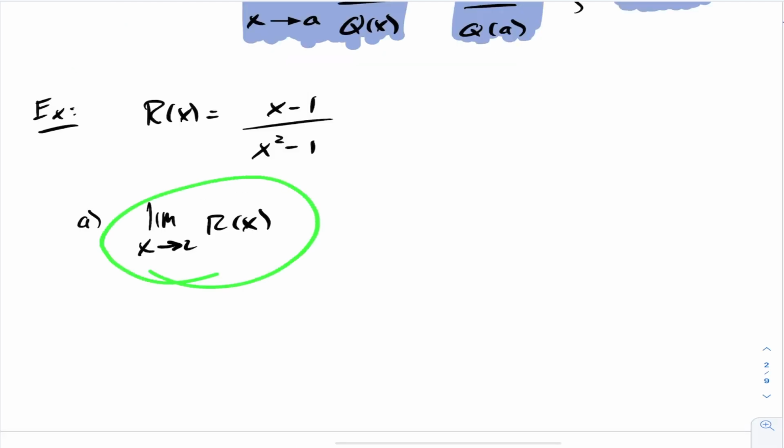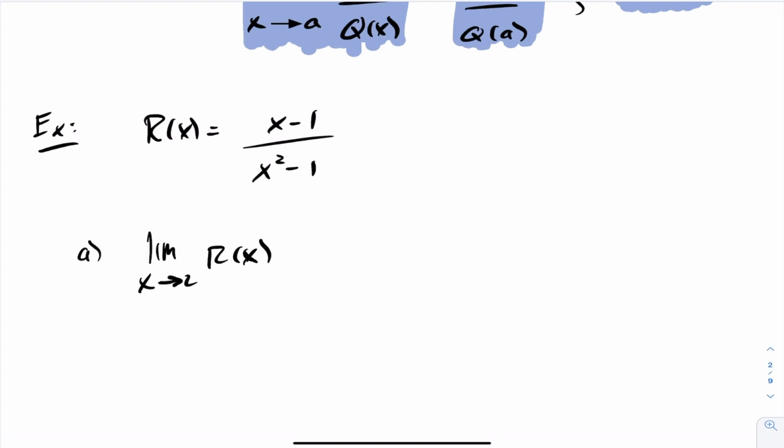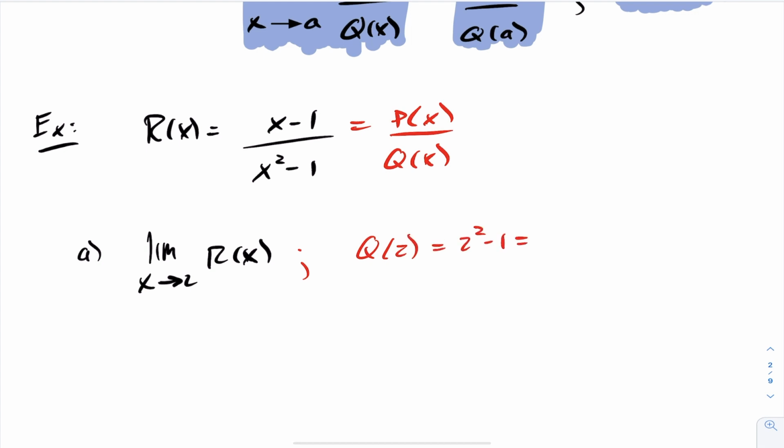I want to evaluate the limit as x goes to 2 of r at x. So I'm going to let the top be p at x, polynomial, and let the bottom be q at x. Following our definition of continuity above, I know that q at 2 is going to equal, in this case, 2 squared minus 1, which is 3. That's not equal to 0. So because of that, I know that my function here, r at x, is a rational function, and that it's going to equal r at 2, right?